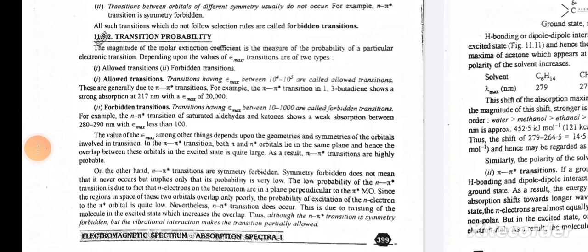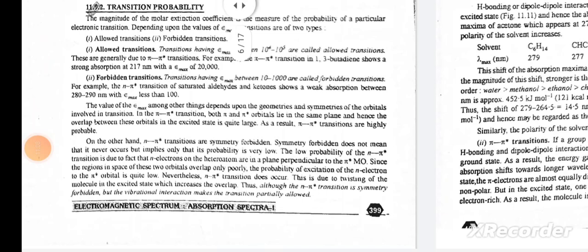The value of epsilon max, the molar extinction coefficient, among other things depends upon the geometries and symmetries of the orbitals involved in the transition. In pi to pi star transition, both pi and pi star orbitals lie in the same plane, and hence the overlap between these orbitals in the excited state is quite large. As a result, pi to pi star transitions are highly probable. On the other hand, n to pi star transitions are symmetry forbidden. Symmetry forbidden does not mean that it never occurs, but implies only that its probability is very low.